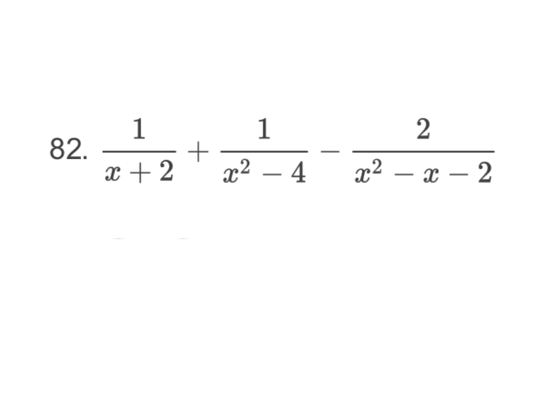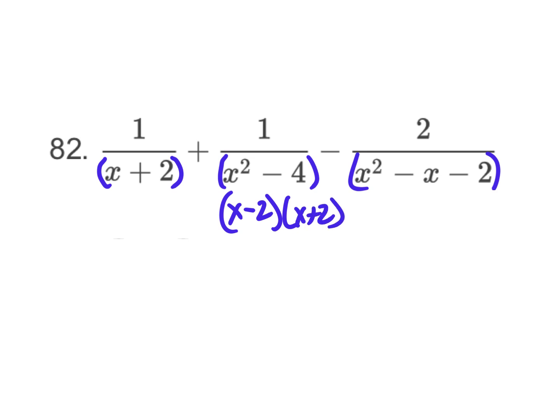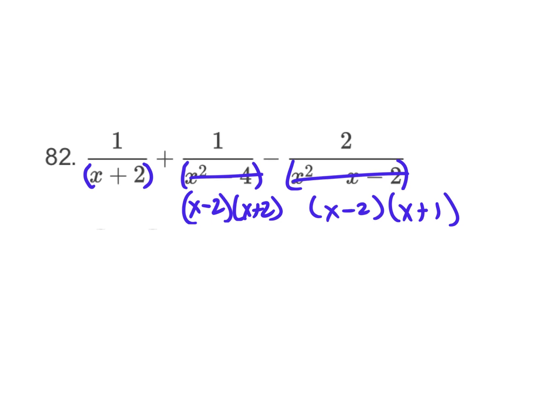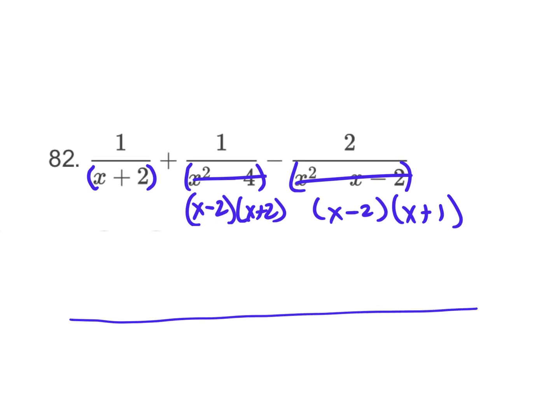Number 82, I am adding and subtracting rationals. So again, the first thing we do is fully factor. Fully factor, fully factor. So the first thing I look at is x plus 2. That's done. My second fraction is going to be x minus 2, x plus 2. And then my third fraction is going to be x minus 2 and x plus 1. So we've got to get a common denominator between all three of these before we can combine like terms and all that stuff. So my common denominator is going to be a combination of what each of them has and what each of them are missing.